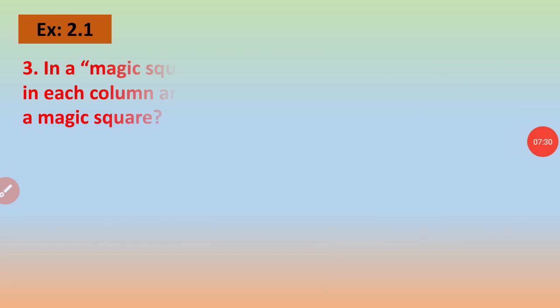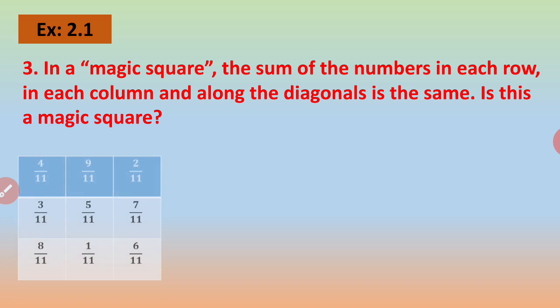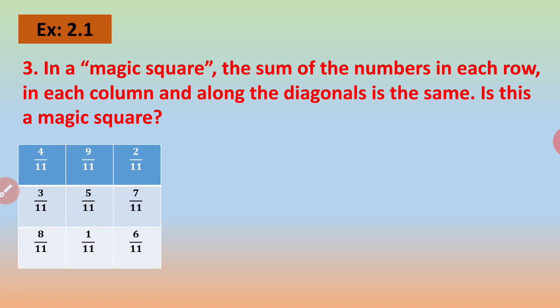Now the next question, that is question number 3. In a magic square, the sum of the numbers in each row, in each column and also the diagonals is the same. Is this a magic square? Now, one square is given. To check whether it is a magic square, we always check the sum of each row, each column and both the diagonals. When all the sums are equal, we call it a magic square. So let's check out whether this is a magic square.